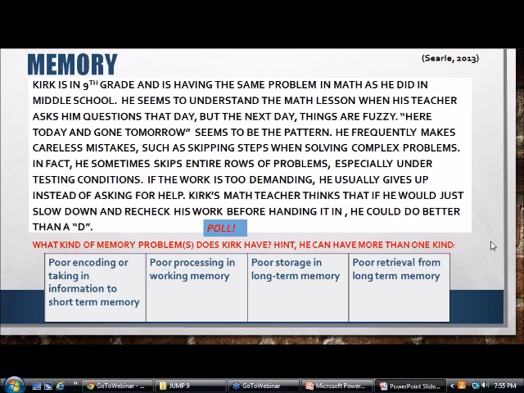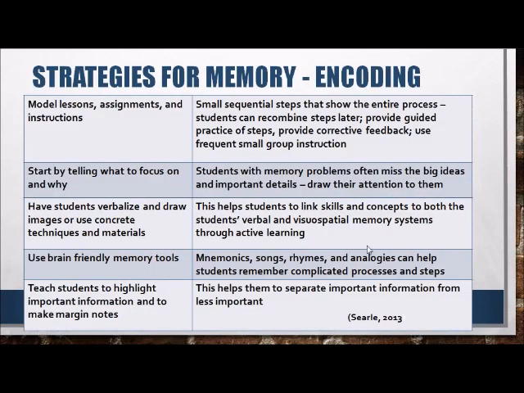Okay, so what kind of memory problems does Kirk have? And again, you see the same four issues, and he can also have more than one kind. And the majority of the votes are saying poor storage in long-term memory and poor retrieval in long-term memory, and you are exactly right. Not so much the processing and working memory, but I can see where you think about that too. But the last two are the major issues that he has. Okay, so what do we do about these kinds of memory issues?